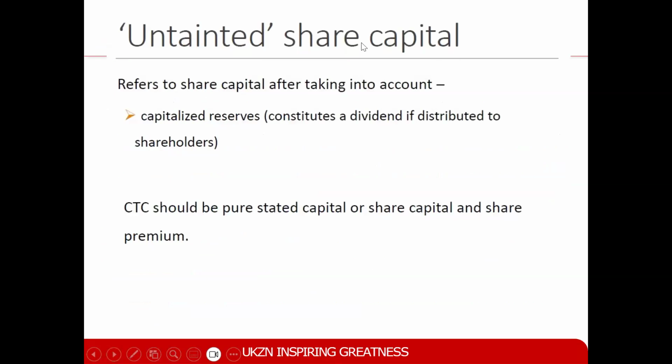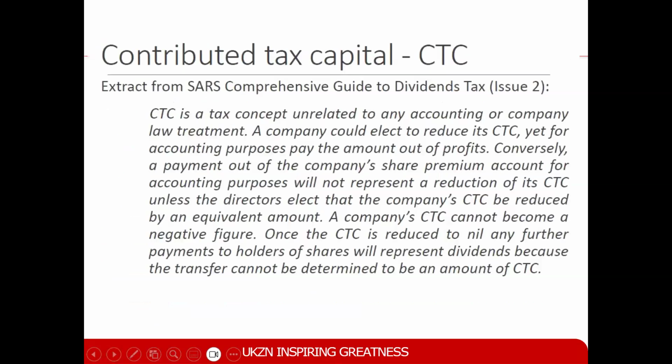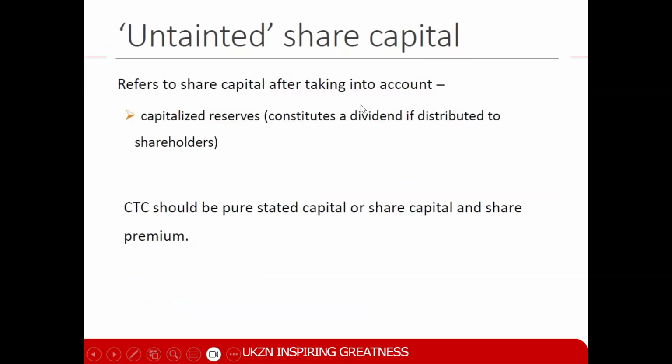Untainted shares, okay. Untainted shares, so share capital after taking into account, of course, capitalization issue, we need to know which goes to a dividend if distribution to shareholders.